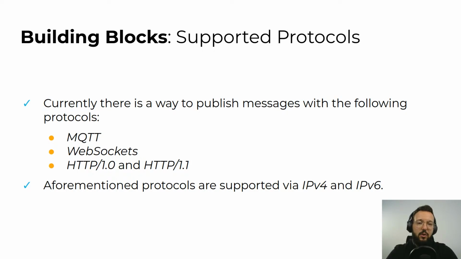Additionally, MQTT is supported in many message brokers, including the AWS IoT Message Broker. You can publish messages with MQTT itself, with WebSockets, but also with classic HTTP 1.0 and HTTP 1.1. All the aforementioned protocols are supported via both IPv4 and IPv6. So there's no distinction between what is supported for version 6 and version 4.